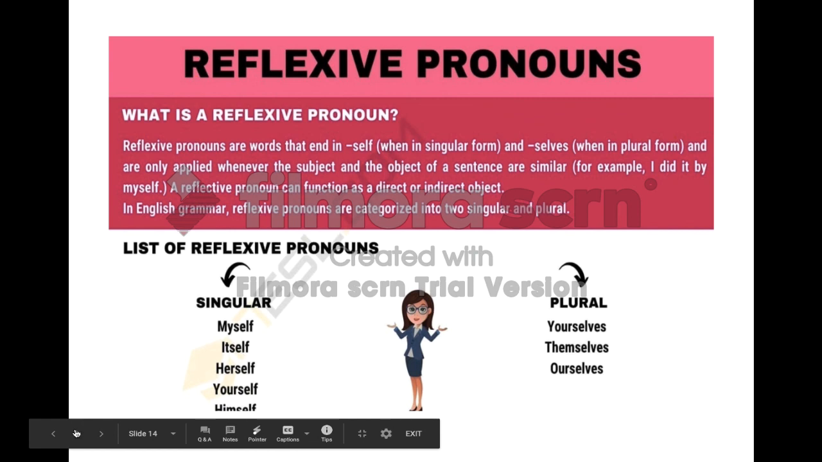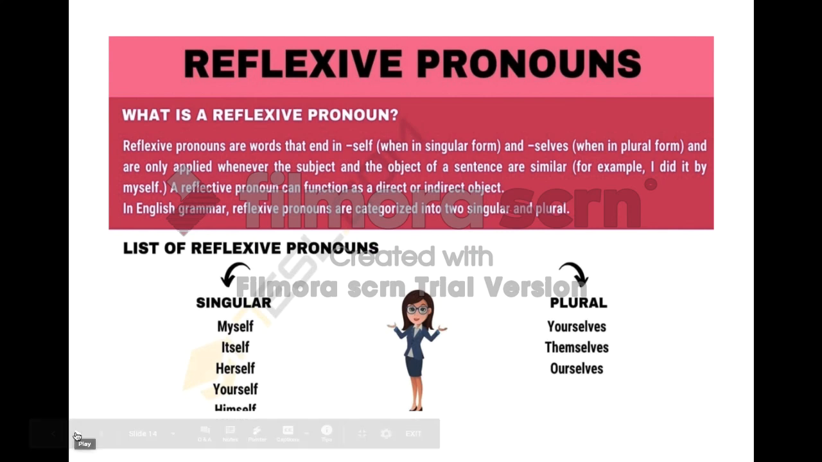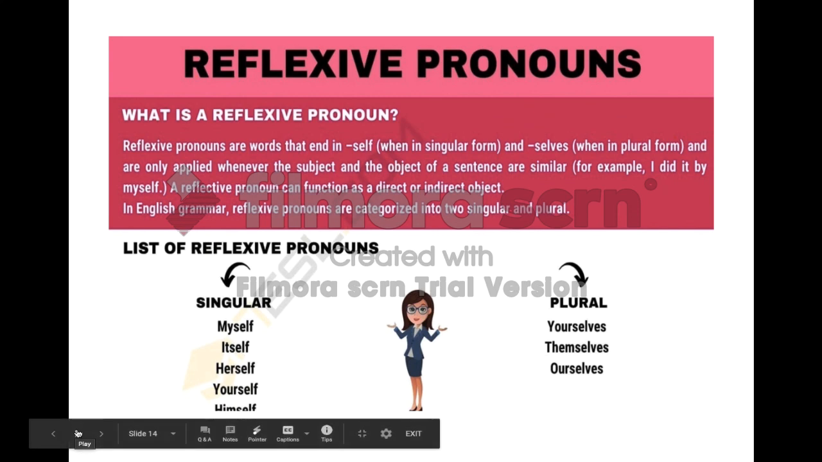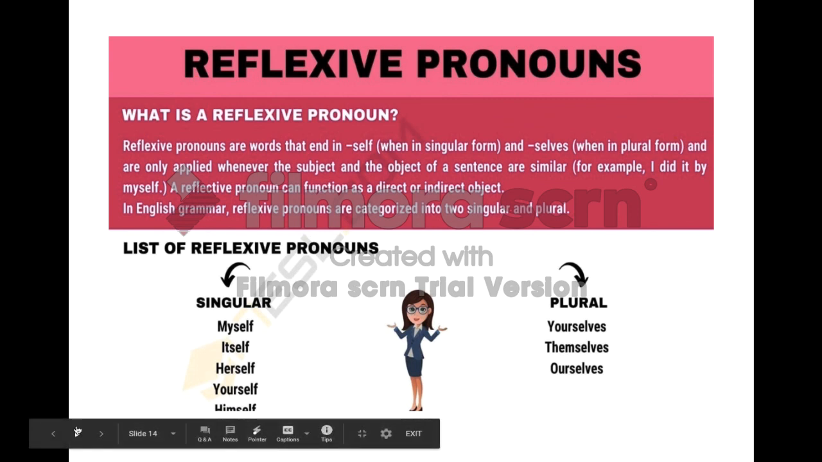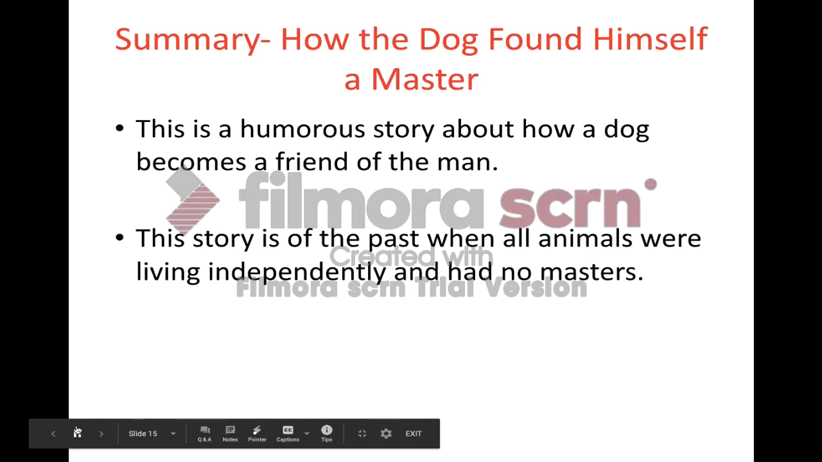Now let us look at a list of reflexive pronouns. Singular, we have myself, itself, herself, yourself, himself. And in plural, we write yourselves, themselves, ourselves. We don't write myself in plural because it is singular.